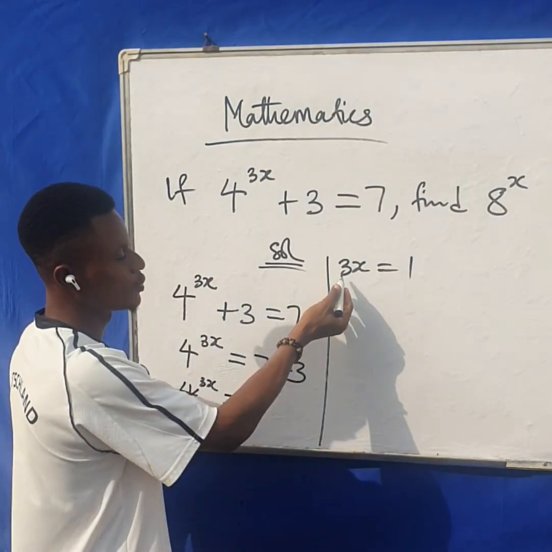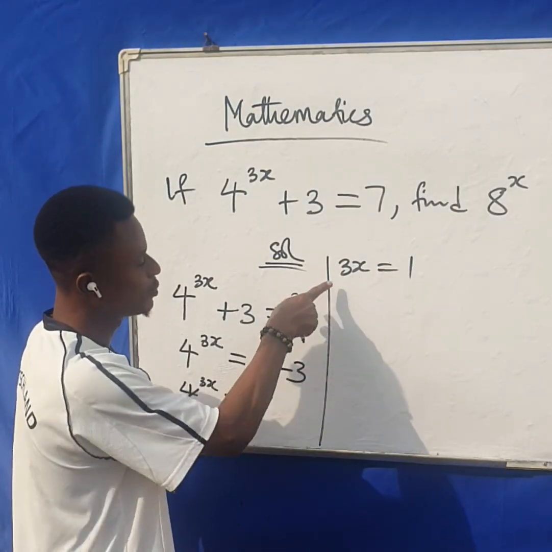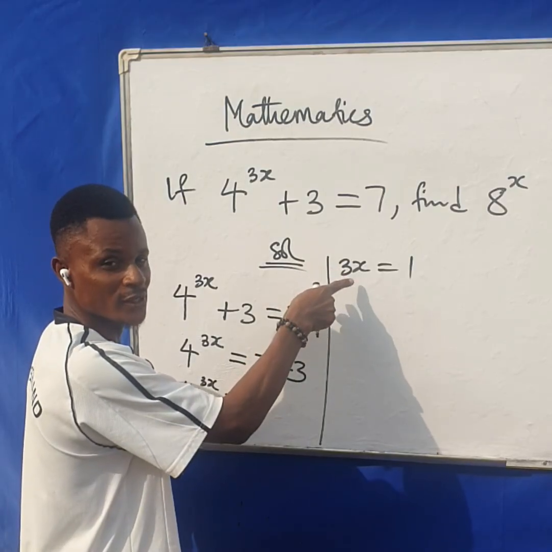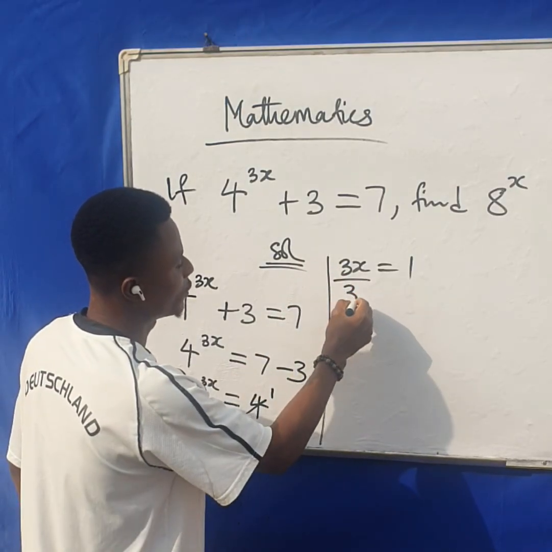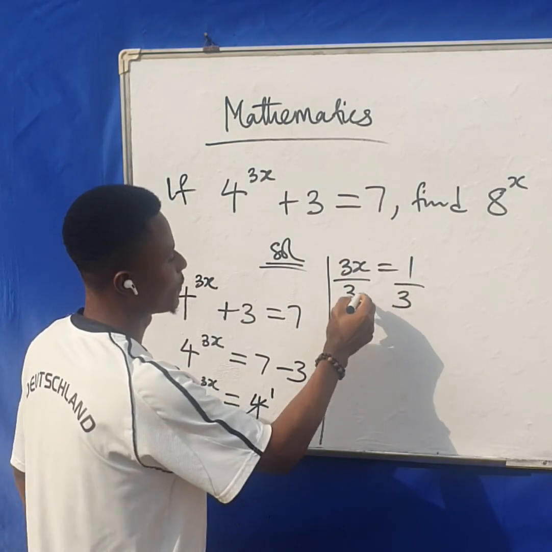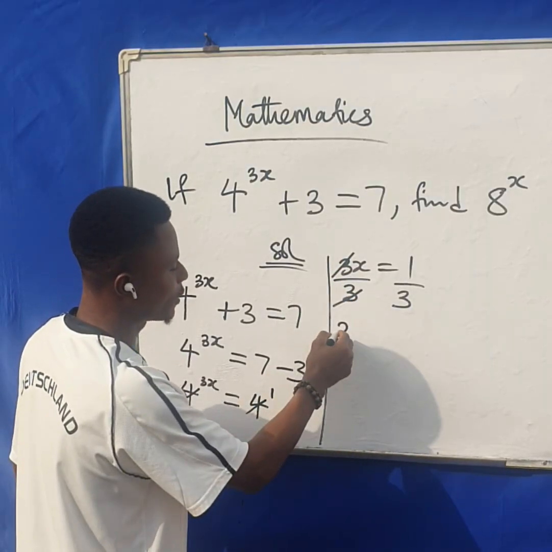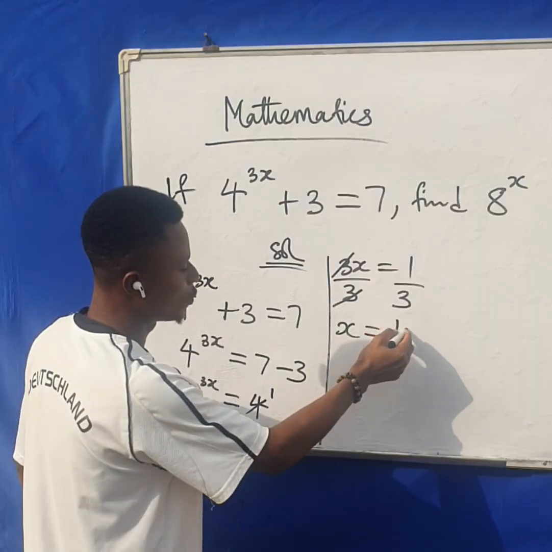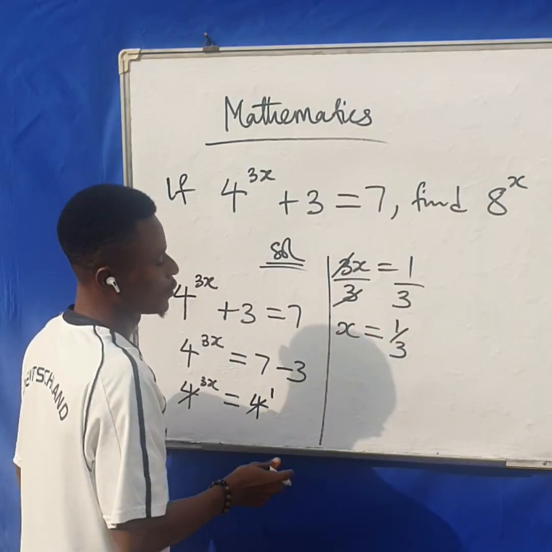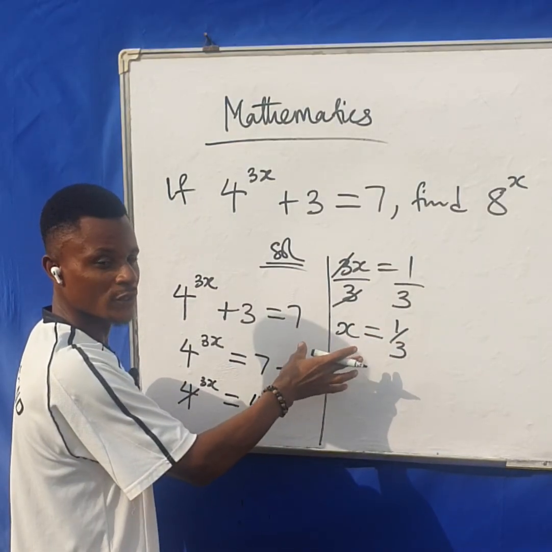Now we are looking for x, not 3x. So we have to divide both sides by this 3 that is attached to the x. We have to divide this by 3 and also divide this by 3. On the left, 3 will cancel 3. And we have x equal to 1 over 3. Now we have gotten the value of x to be 1 over 3.